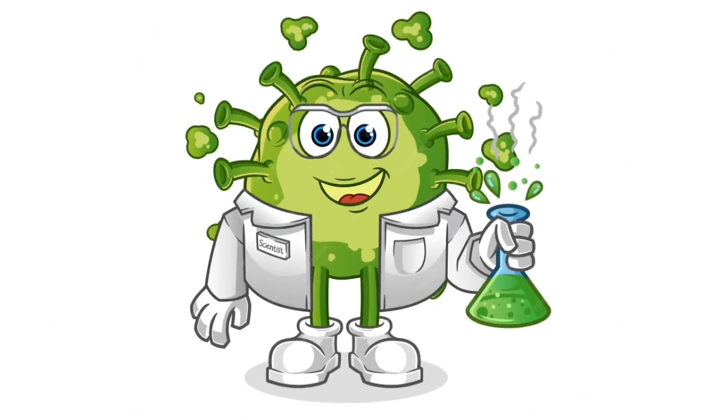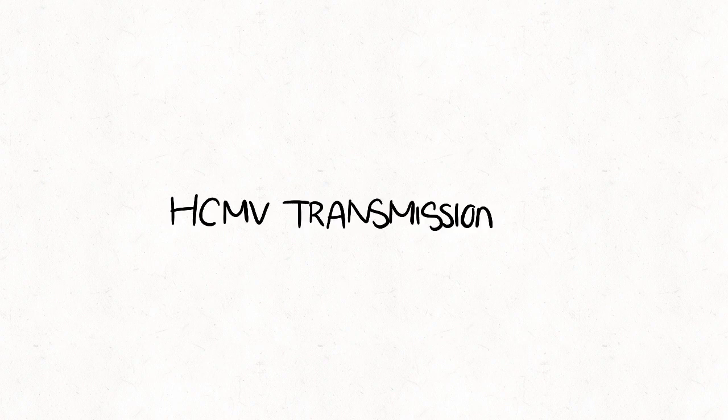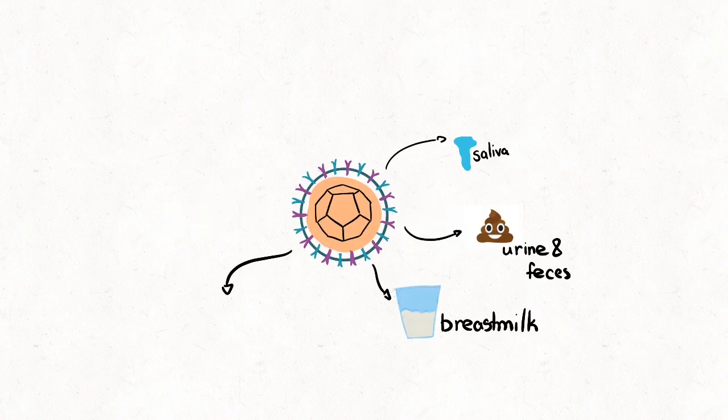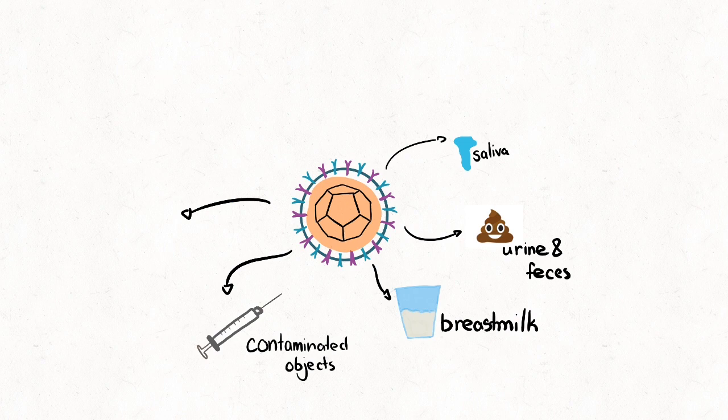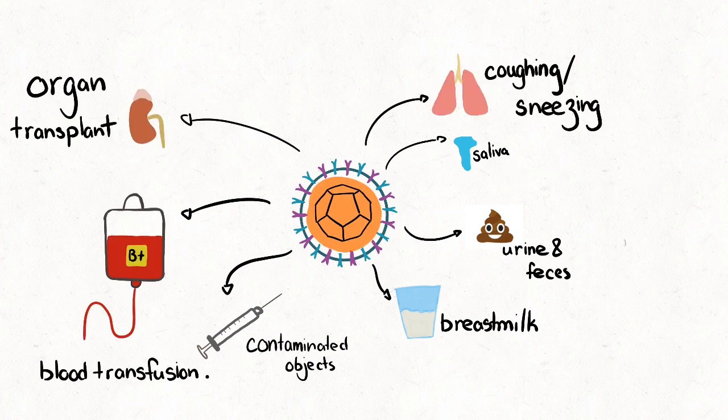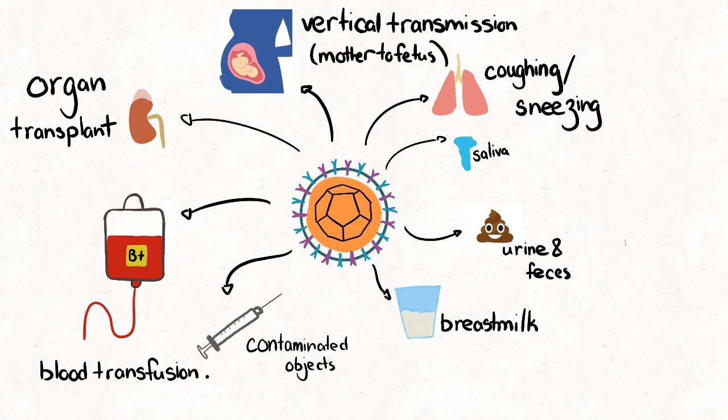Exactly. Okay then, what are some of the primary ways people contract HCMV? HCMV is primarily spread through bodily fluids such as saliva, urine and feces, and breast milk. Transmission can also occur through direct contact with infected individuals or by sharing contaminated objects, blood transfusions, and organ transplants. It can also be transmitted from an infected mother to her baby during childbirth.